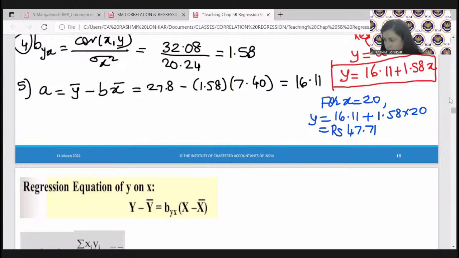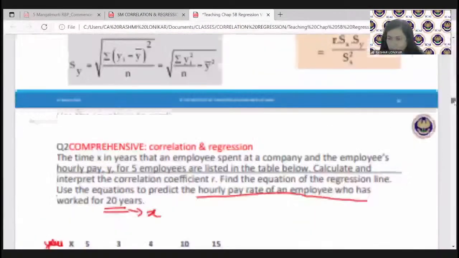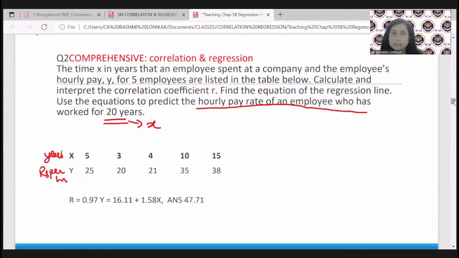Okay. I'll just go through it again. This is a comprehensive sum so that you can practice both correlation and regression in this type of sum. Here, X was the number of years the person has put into service, Y is the rate per hour that he is getting, and now we want to predict how much a person should get when he has worked for 20 years. So for that, I found out N, summation X, summation Y, summation XY, summation X square, summation Y square. Using that I found out the coefficient of correlation, the value of R. Then that is one part of the sum.